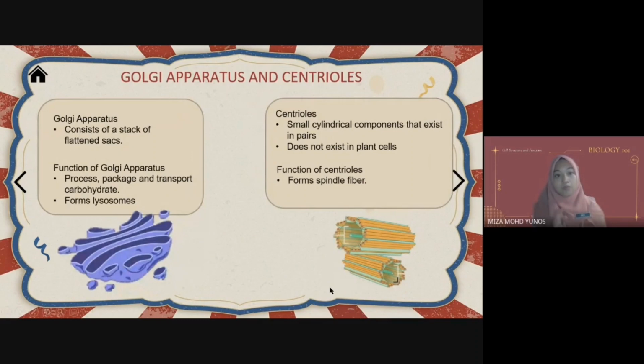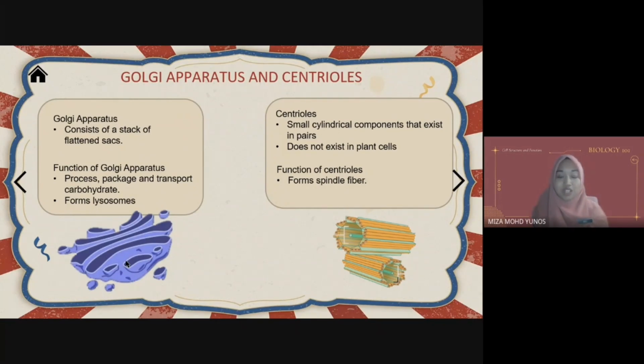Okay. Next is Golgi apparatus and centrioles. So Golgi apparatus consists of a stack of flattened sacs. If we look into the diagram, we can see there are a few flattened sacs in a stack form, and if we look at it in one glance, we can see it as a Wi-Fi icon. So the function of Golgi apparatus is to process, package, and transport carbohydrate. Golgi apparatus is also used to form lysosomes. Okay, side note, Golgi apparatus can also be called Golgi body, all right?